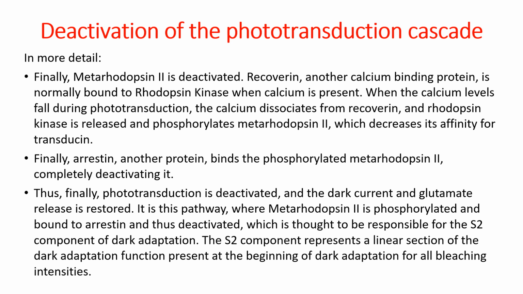It is this pathway, where metarhodopsin 2 is phosphorylated and bound to arrestin and thus deactivated, which is thought to be responsible for the S2 component of dark adaptation. The S2 component represents a linear section of the dark adaptation function present at the beginning of dark adaptation for all bleaching intensities.